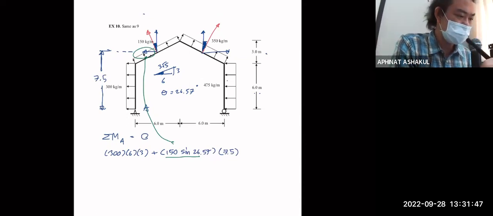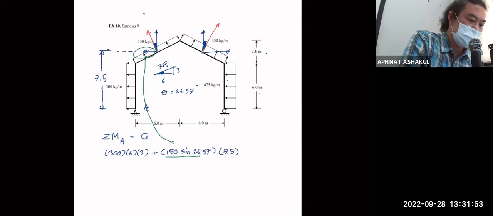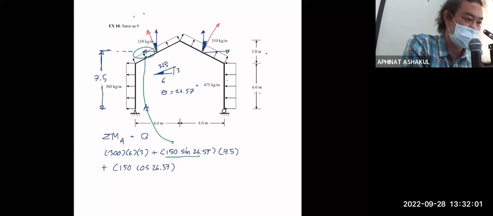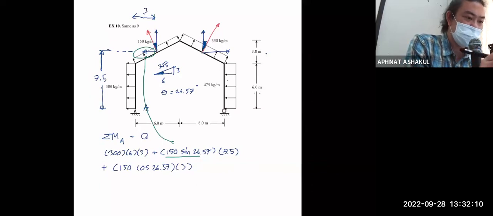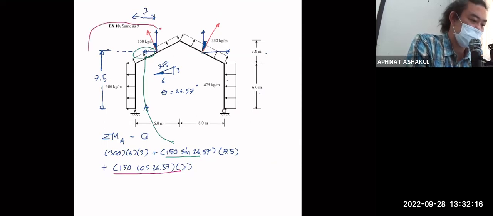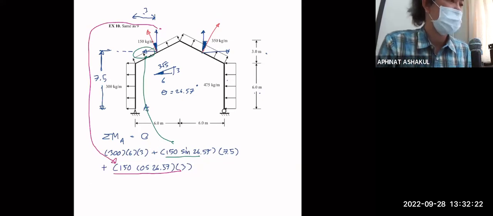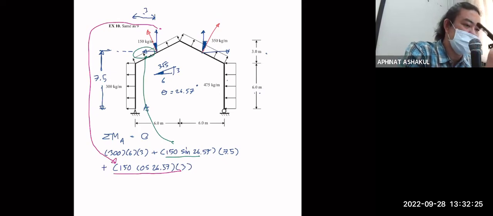And the cosine one, it still gives you the counterclockwise. So plus 150 cosine 26.57. But this time the moment arm is half of 6 here, right? So it's 3. But this one is in fact that. Okay. And the next is this component, right? This guy.